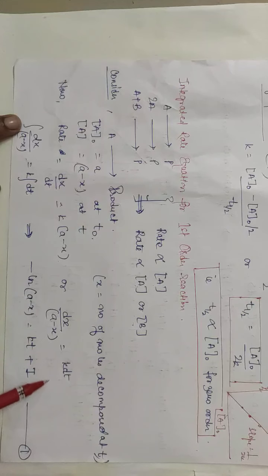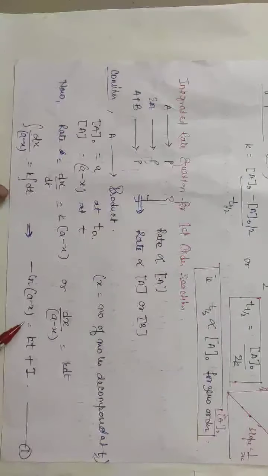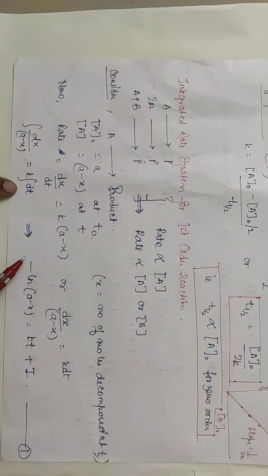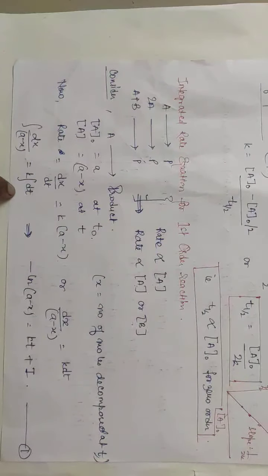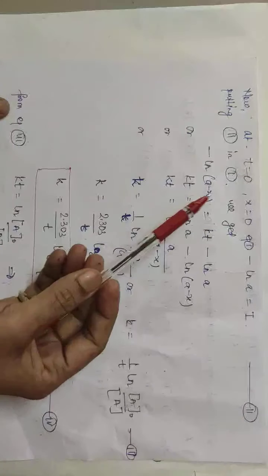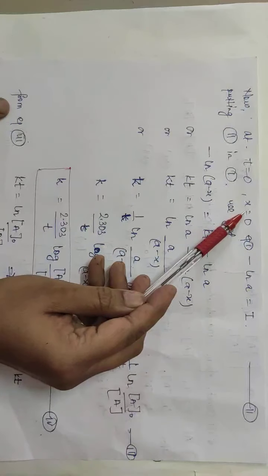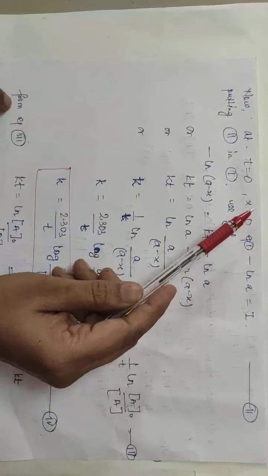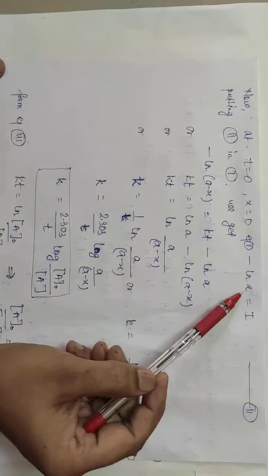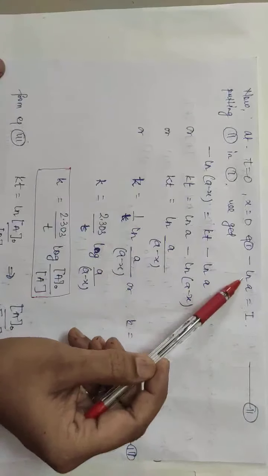Now we will integrate this equation. Integrating this, dx by (a minus x) will give minus ln (a minus x) and dt will give k, so we have minus ln (a minus x) equals kt plus I, where I is the constant of integration. Now at t equal to 0, x will be equal to 0, since no decomposition has started. So minus ln a is equal to I. I will be equal to minus ln a.